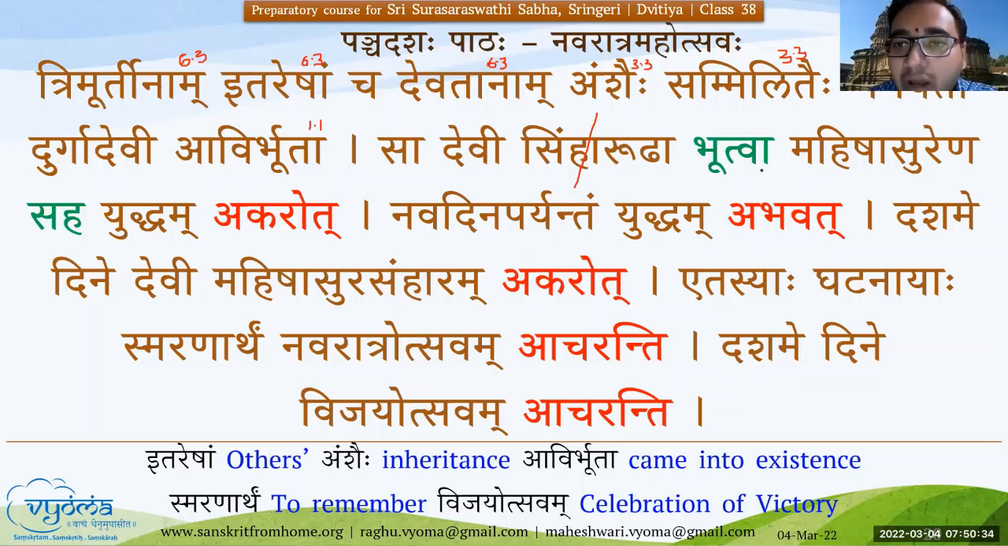So Simha arudha bhutva Mahishasurena saha yuddham akarot. So she did war with Mahishasura. That's why Mahishasurena saha. Whenever we use saha, the corresponding word is Mahisha plus surena.